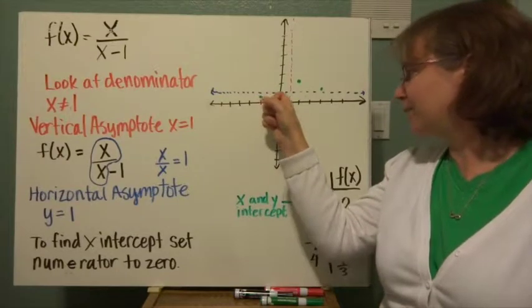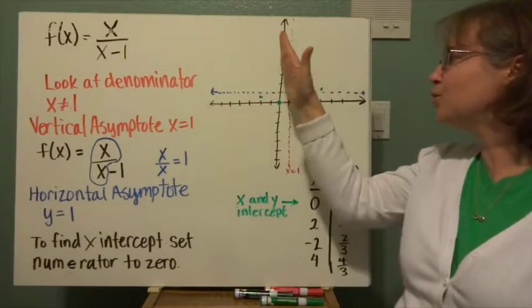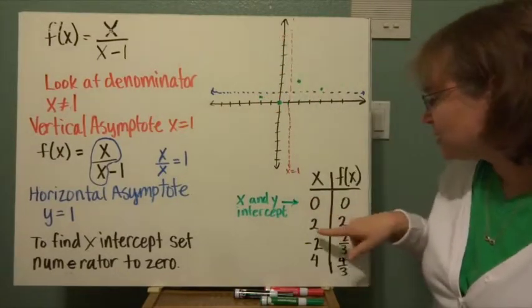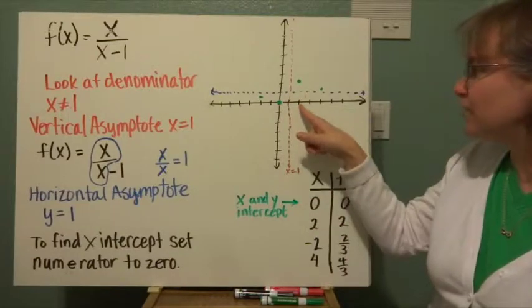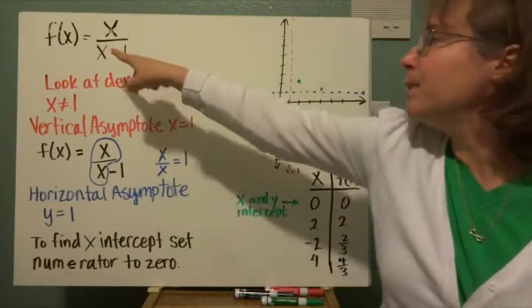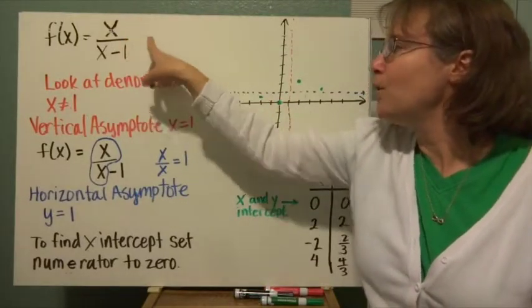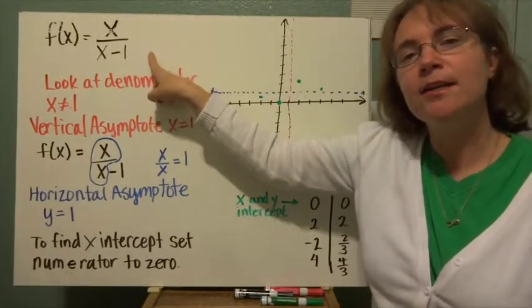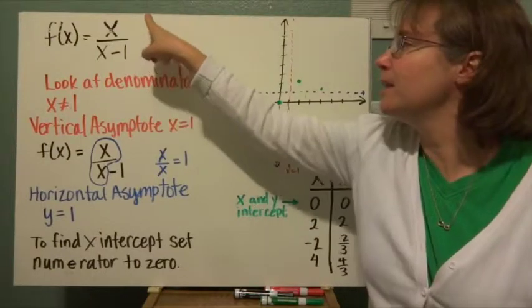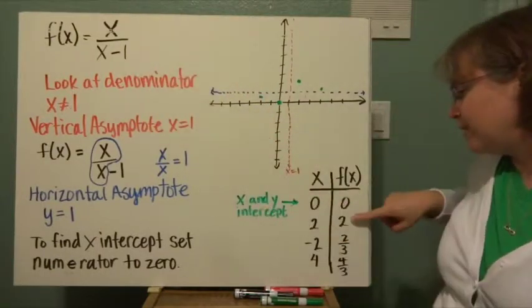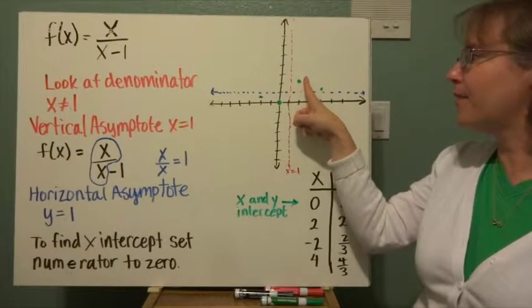Now I already have this one right here. Let's go ahead and choose one over here to the right. So I'm going to choose the value of 2, so that's right here. And I'm going to plug that into my equation to see what f of x is. So I have 2 over 2 minus 1. 2 minus 1 is just 1. So 2 over 1 is going to give me a 2. And I can go ahead and plot that point.